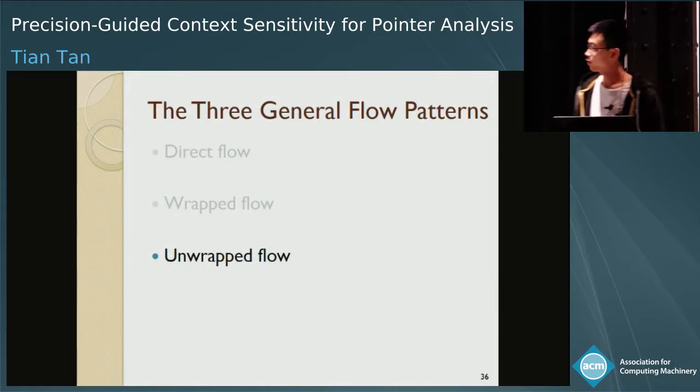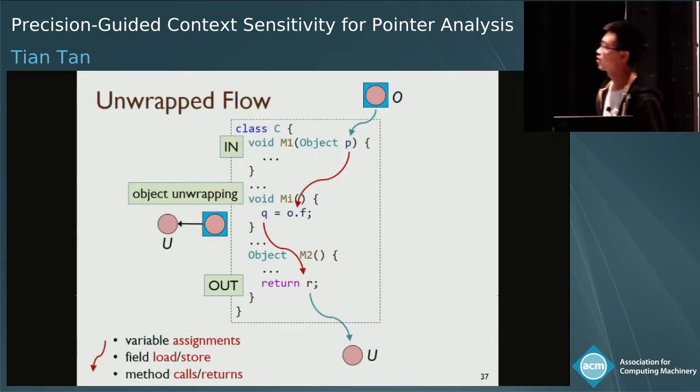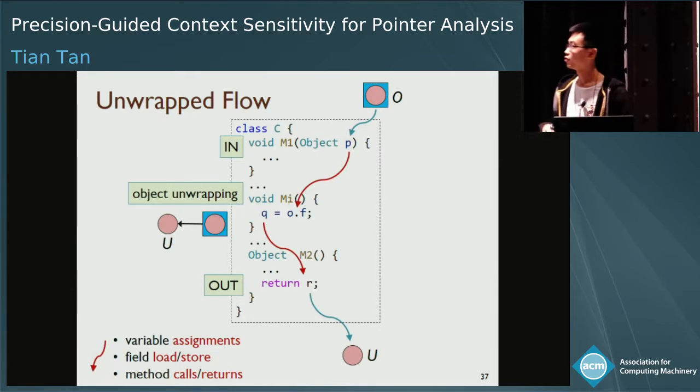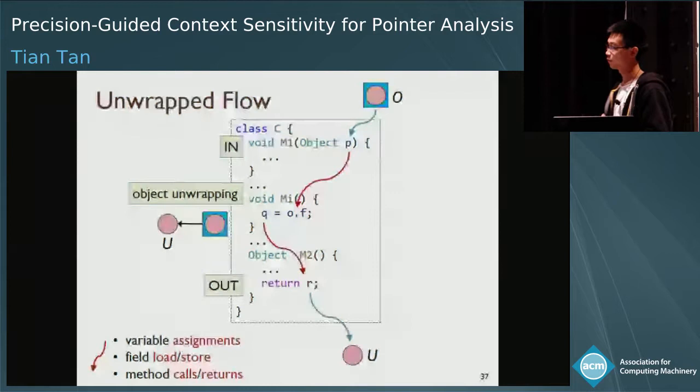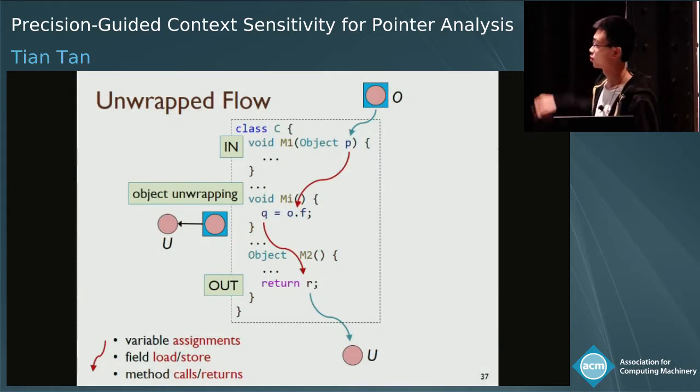Finally, unwrapped flow. Actually, this pattern is symmetrical with the wrapped flow. If an object O is passed as a parameter to an in method M1 of class C, then O flows to a load statement which unwraps an object U from O. Then U flows to the return value of an out method M2 of the same class C. Then we say there is an unwrapped flow from M1 to M2 in the program.